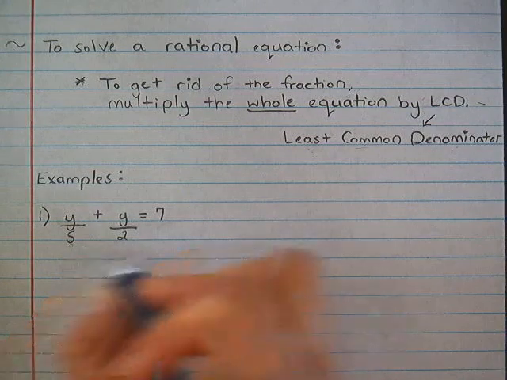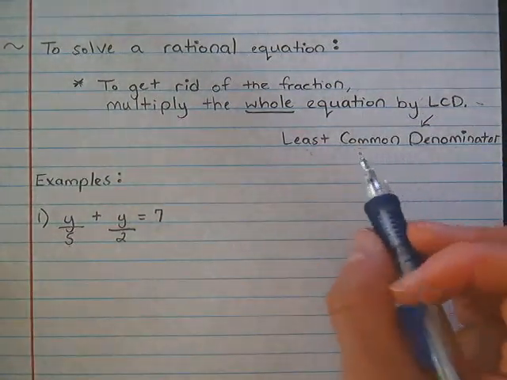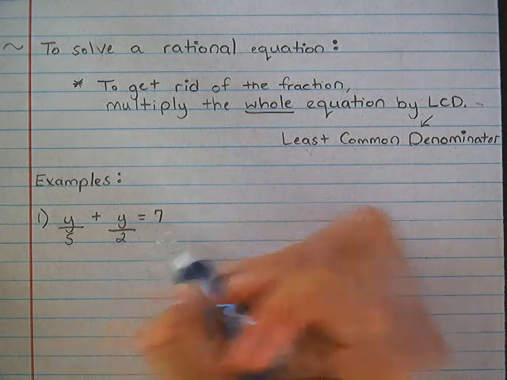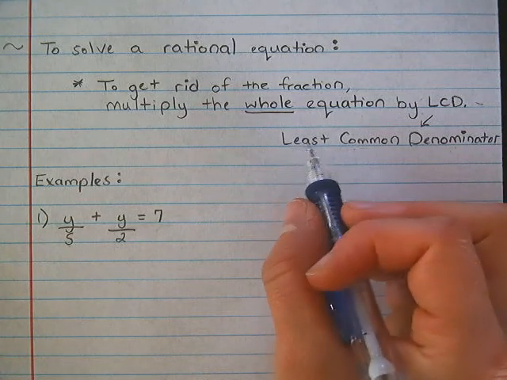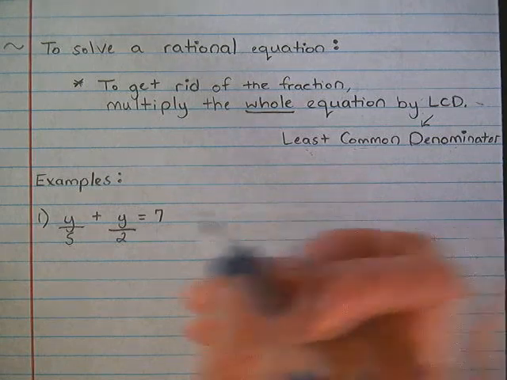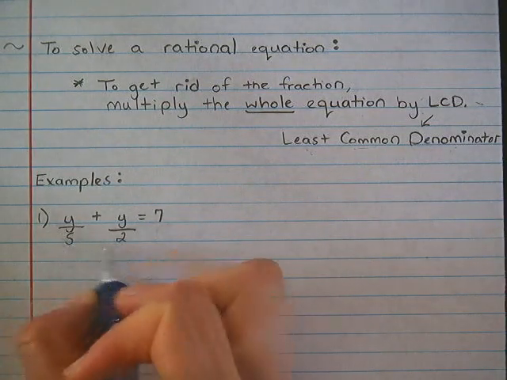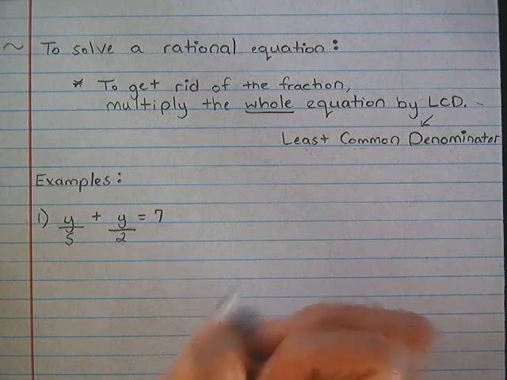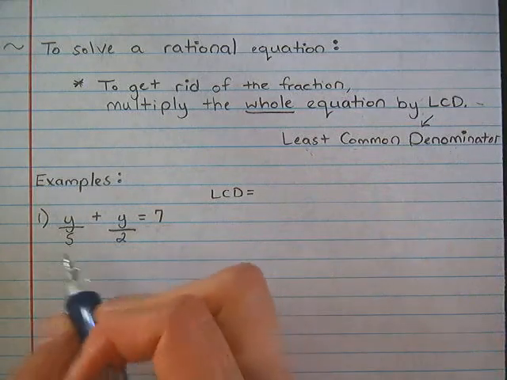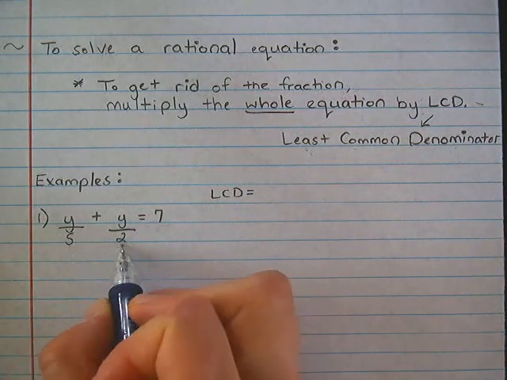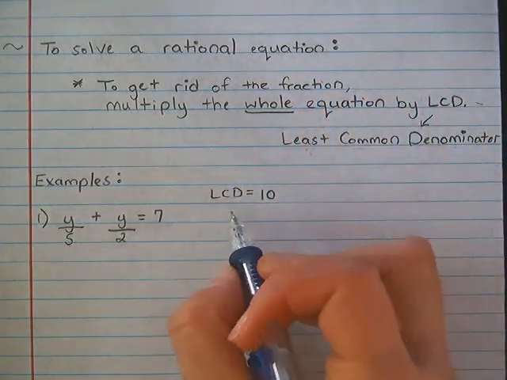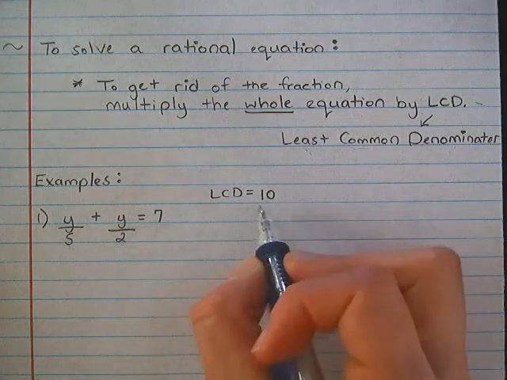The first thing you want to do is find what number both of these denominators will go into, and you want to make it the smallest number you can, because it'll make the math a little easier. What number will 5 and 2 both go into evenly? That's your LCD. If you do a little calculation, you'll find that 5 and 2 both evenly go into 10. So the smallest number that both of these will evenly divide into is 10.